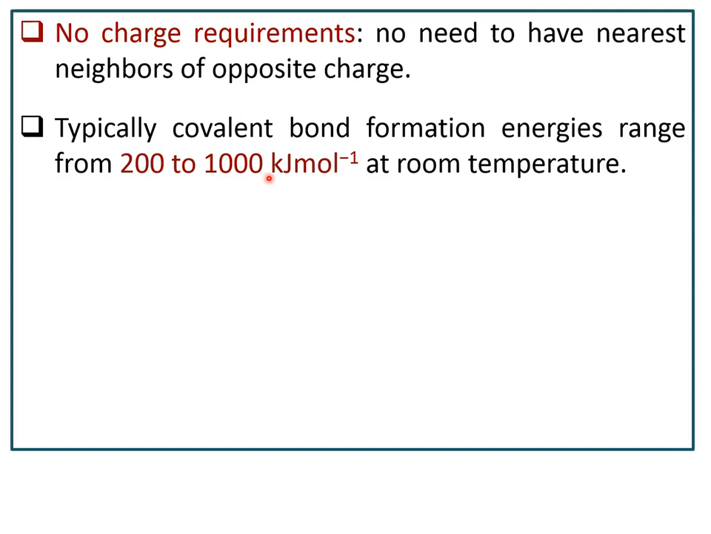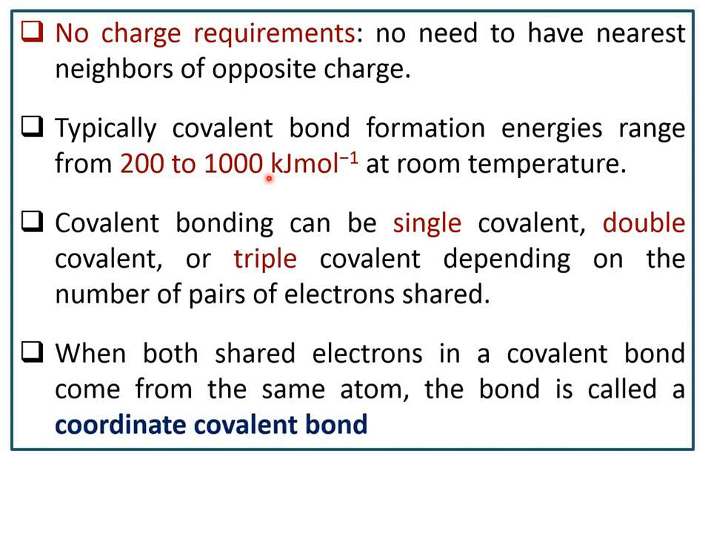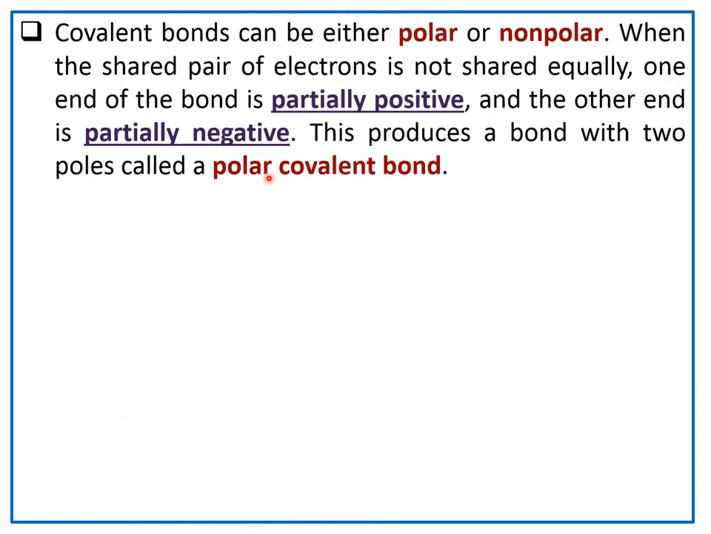As I said, it can be a single, double, or triple bond based on the number of shared electrons. If both shared electrons in a covalent bond come from the same atom, then the bond is called a coordinate covalent bond. A covalent bond can be polar or non-polar based on the difference of the electronegativity of the participating atoms.